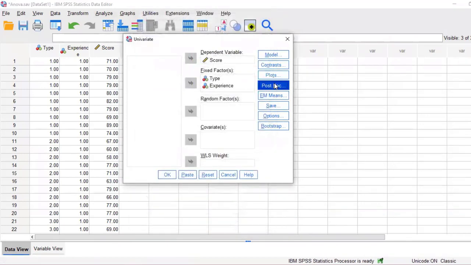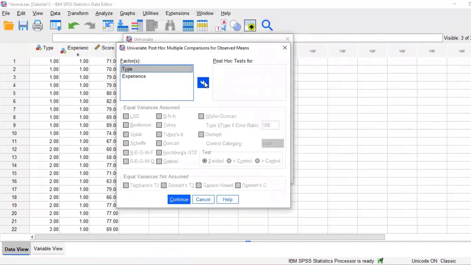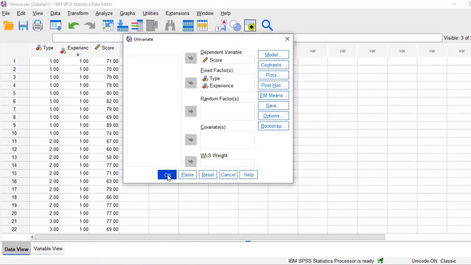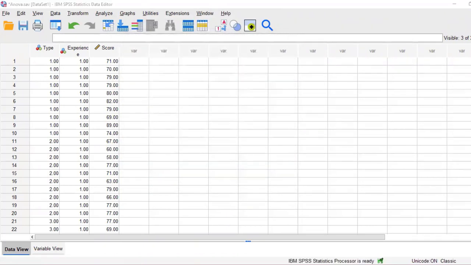We're also going to run some post hocs. We're going to do a post hoc for type and a post hoc for experience, and we want them to both be Tukey because they're nice and easy to translate. Continue, okay. Now that was actually silly. We don't need a post hoc for experience because there are only 2 levels, but that's okay. SPSS just won't run one.